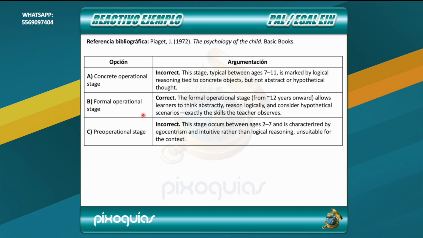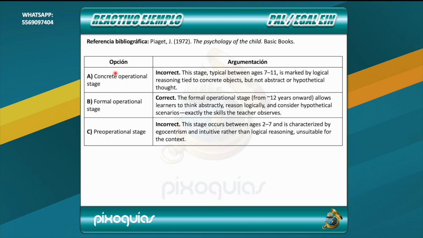Formal operational stage. The formal operational stage, from approximately 12 years onward, allows learners to think abstractly, reason logically, and consider hypothetical scenarios, exactly the skills the teacher observes.